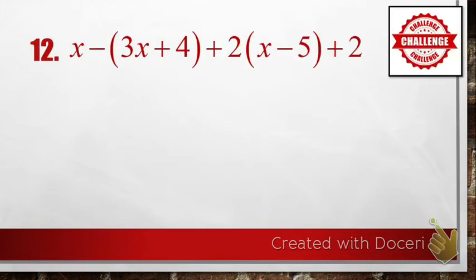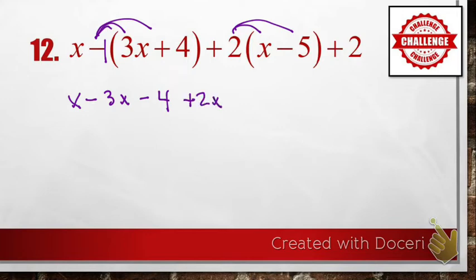Alright, here's a challenger problem. I'm going to go ahead and get rid of any parentheses that I have. So I'm going to distribute in my negative for this one, and I'm going to distribute in my 2 for this one. So I got x minus 3x minus 4, right? Negative 1 times 3x would be negative 3x. Negative 1 times 4 would be negative 4. Now let's go to the next one. 2 times x would be positive 2x. 2 times negative 5 would be negative 10.